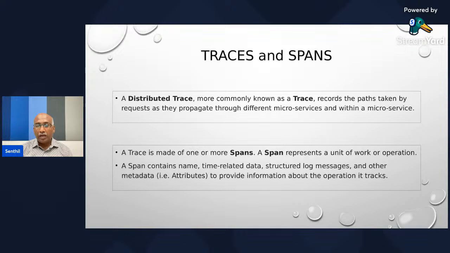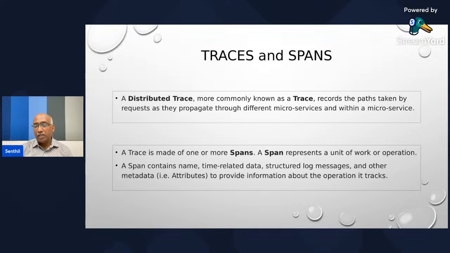Okay, and spans will have a whole bunch of metadata, which is called attributes in OpenTelemetry. OpenTelemetry itself defines a set of common attributes. Okay, and on top of that, you can also have your own metadata, which is very specific for your needs.